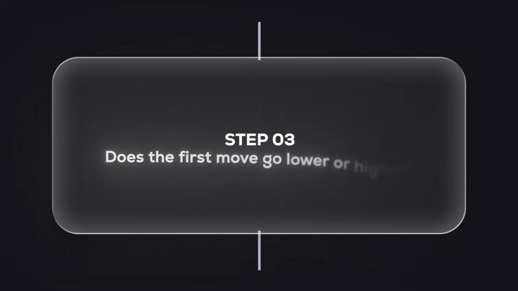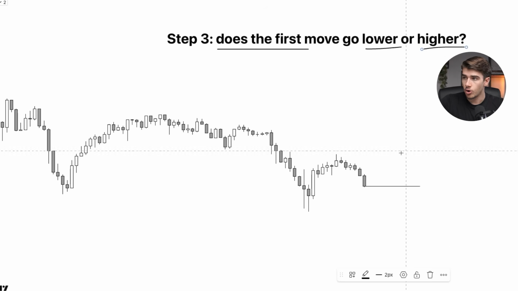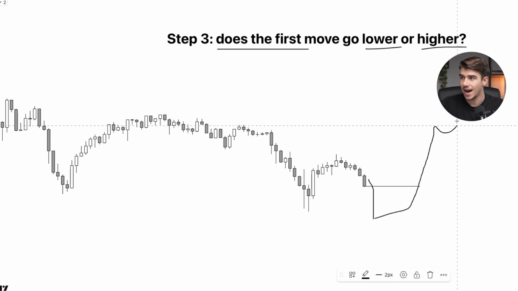Now, step number 3, does the first move go lower or higher? And that right there is important. That is arguably the most important part of this entire system. It's what makes it or breaks it. You see, if the market now goes lower, well then, as I explained before, we can expect this to be an open low and then a high close.